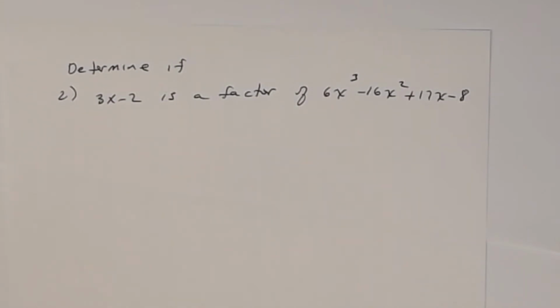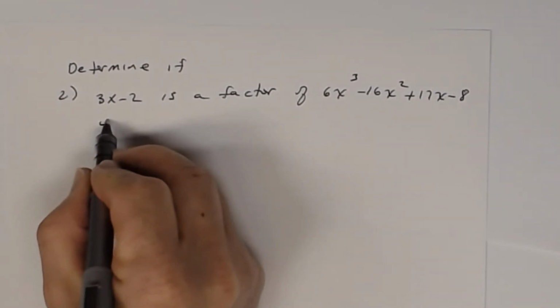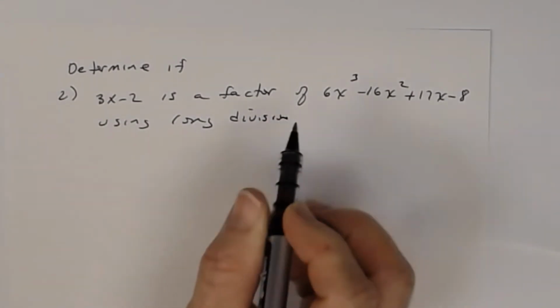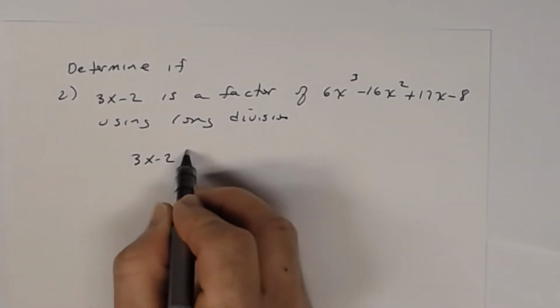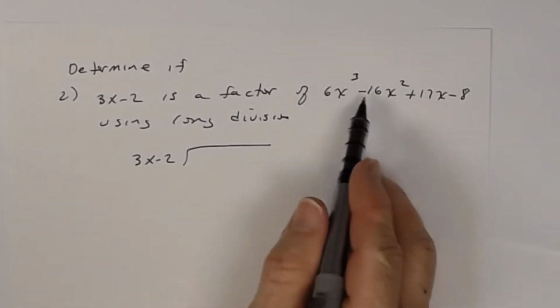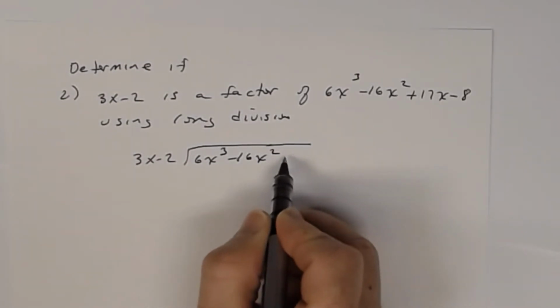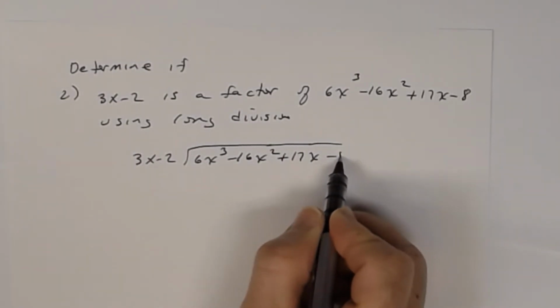So number 2, let's suppose we had this. Let's look at this problem for number 2. Determine if 3x minus 2 is a factor of 6x cubed minus 16x squared plus 17x minus 8. All right, so let's use long division, and remember it's going to say using long division. All right, and so you're going to say 3x minus 2 divided into, and there's no missing terms, and it's already in descending order, 6x cubed minus 16x squared plus 17x minus 8.